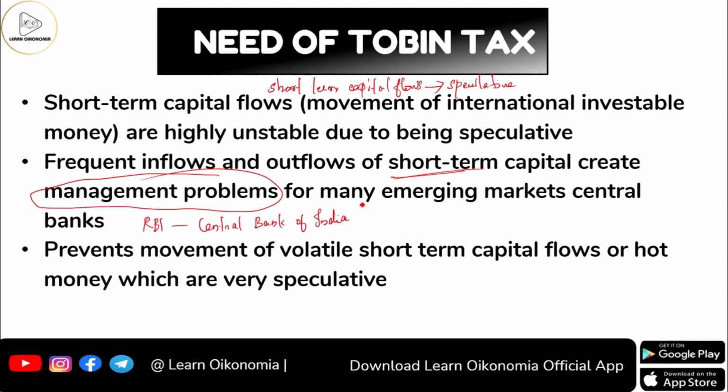So Tobin tax is something that would act as a prevention. It would prevent the movement of volatile short-term capital flows. We call it hot money, which is very much speculative. So it just acts as a prevention with respect to short-term capital flows, whether it is inflow or outflow.